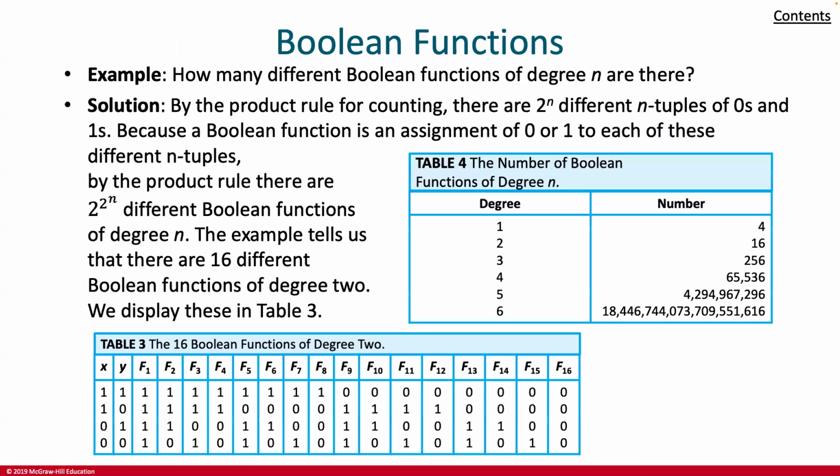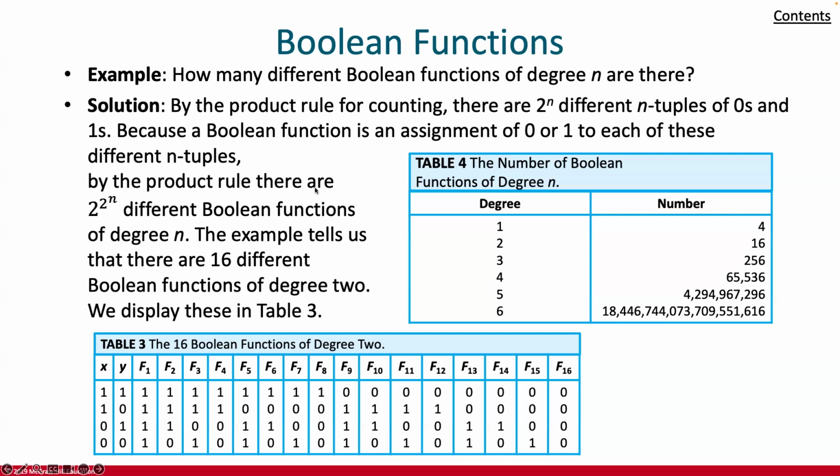So that just gives some things that are reminiscent of regular algebra, and we'll see some more expressions that help us along that line in a few charts. So how many different Boolean functions of degree n are there? And so here is a table that can help us. By the product rule for counting, there are 2 to the n different n-tuples of zeros and ones, because a Boolean function is an assignment of 0 or 1 to each of these different n-tuples.